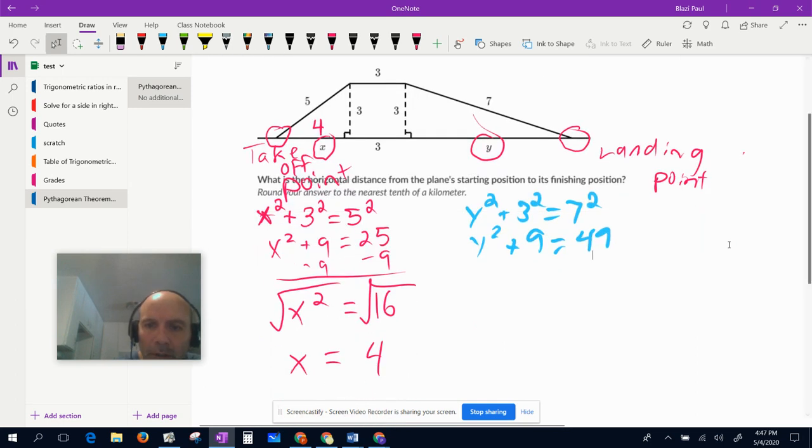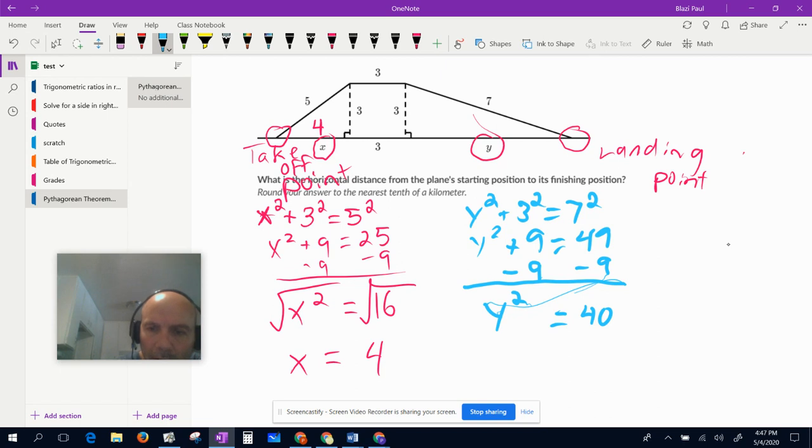Getting a little bit better with this technology here. Minus 9. It doesn't have to look perfect, does it, guys? Y squared equals 40. Take the square root of both sides. Boom. So y equals root 40.